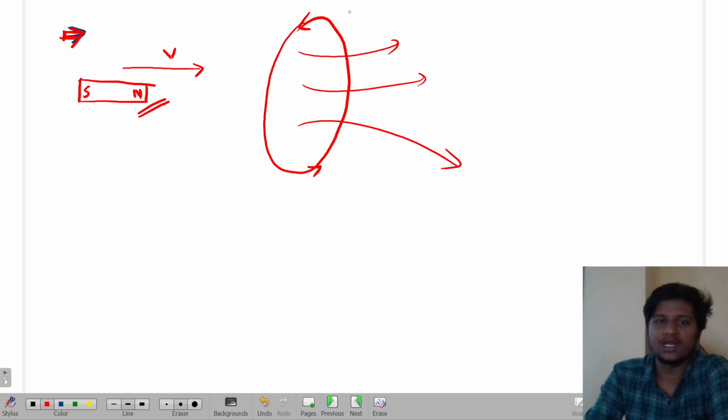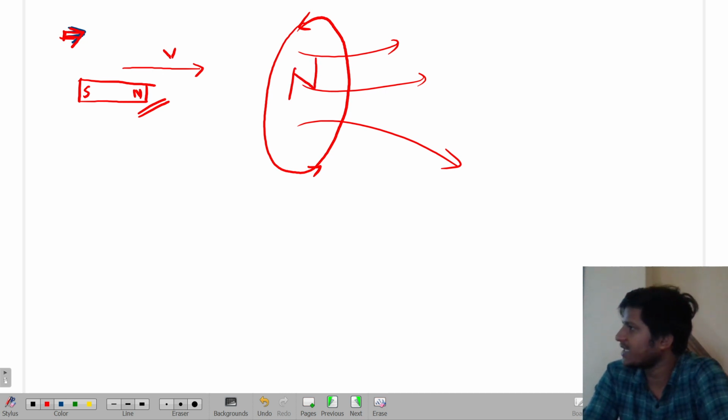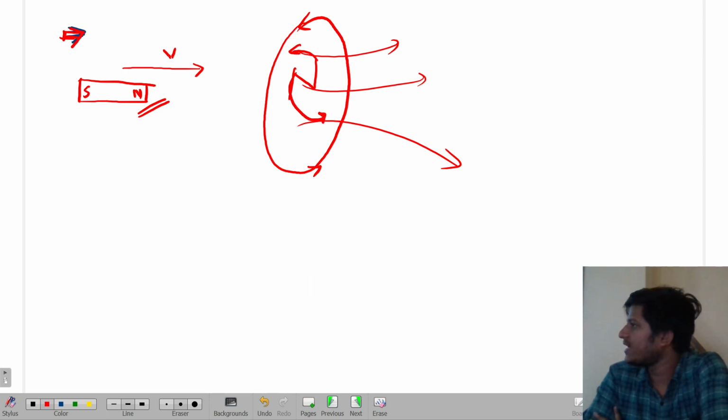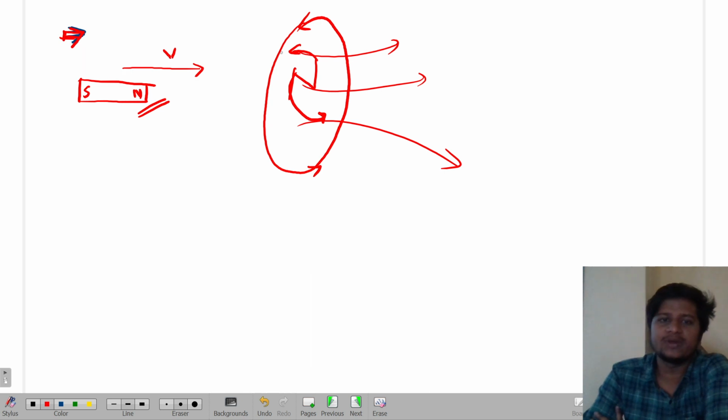And for that only, what it generates? It thinks, okay, let us generate some kind of north pole over here. If I generate the north pole, what will happen? Due to this north magnetic field, some kind of anti-clockwise current will develop over here, and it will preserve the fact.